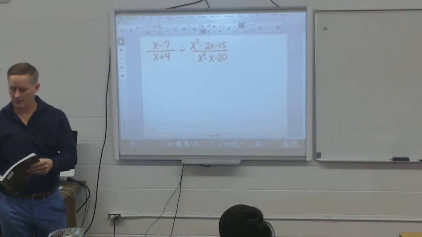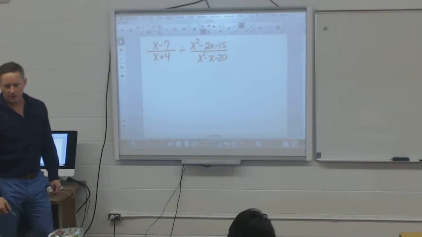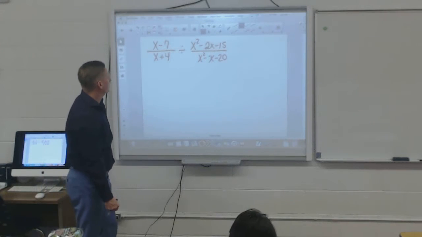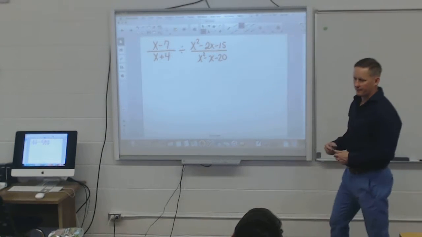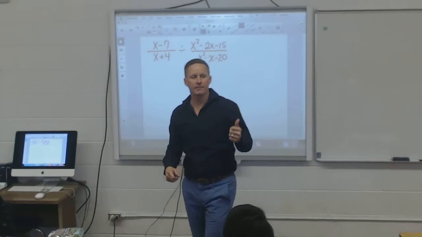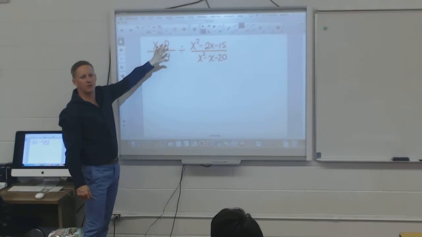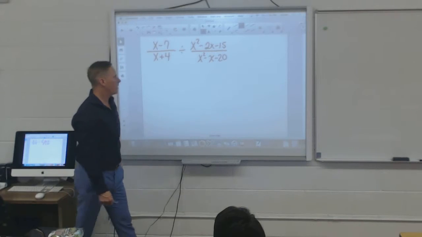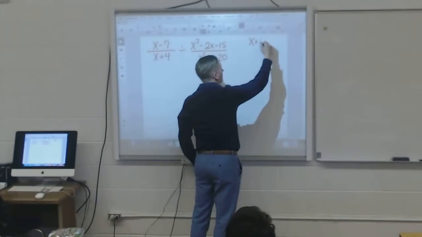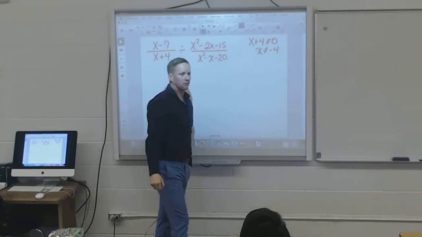Okay. Page 243. Question, working example 3C. I'm still going to do the same thing that I have always done. The first thing is find my restrictions. I'm going to focus on this fraction for right now. What part of this fraction cannot equal 0? The bottom. So x plus 4 can't equal 0, right? Therefore, x cannot equal negative 4. We okay?